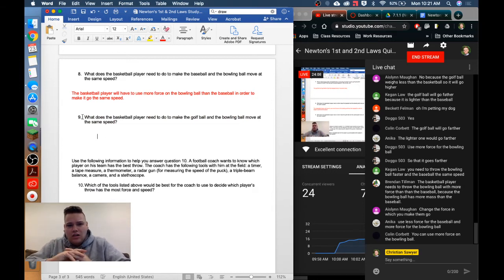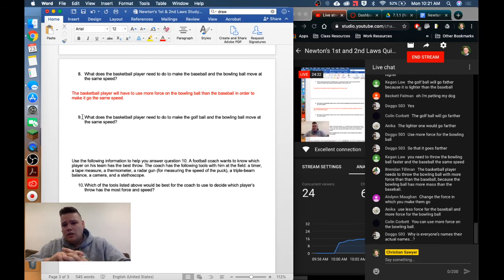Question 9 says, what does the basketball player need to do to make the golf ball and the bowling ball move at the same speed? What do you guys think?